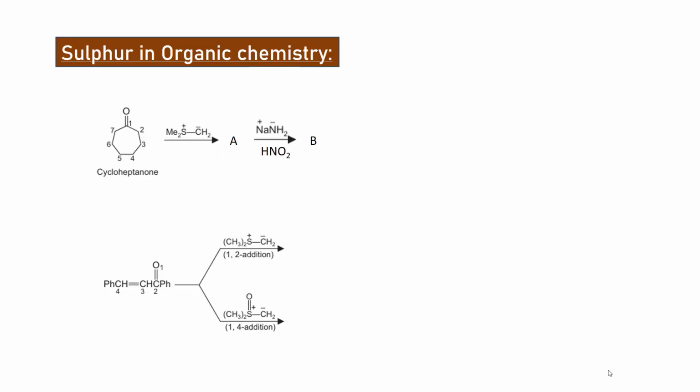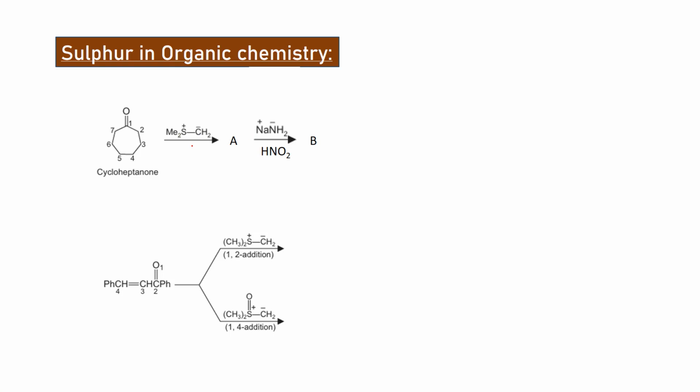Sulfur in organic chemistry. Sulfur is one of the important elements of the periodic table and in organic chemistry also, because you can use it as a reagent and also as a substrate. In the last class I discussed some questions based on sulfur chemistry. Continuing that, let's solve some questions.